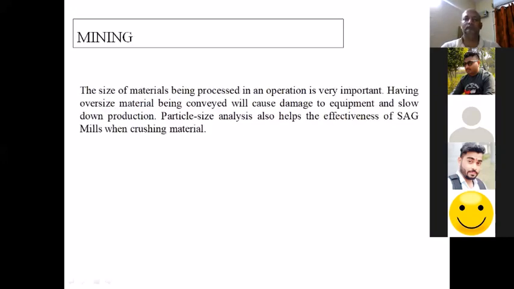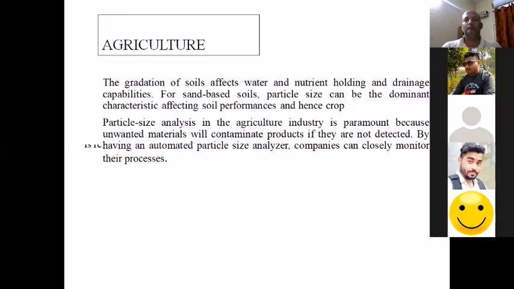In mining, the size of material being processed matters in an operation where oversized material being conveyed will damage equipment and slow down production. Particle size analysis also helps the effectiveness of SAG mills when crushing material. In agriculture, the gradation of soil affects water and nutrient holding and drainage capability.